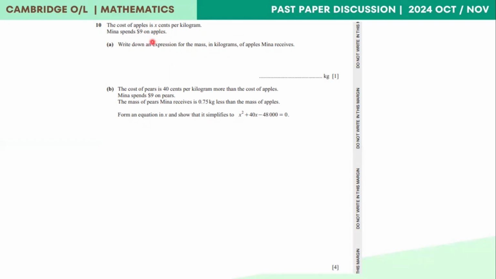So if we write this as a ratio, x cents is for 1 kilogram. So we are supposed to find for $9. So first we have to convert $9 to cents. That would be 900 cents is to, take as capital A. So as you can see, that's going to be equal to 900 over x.